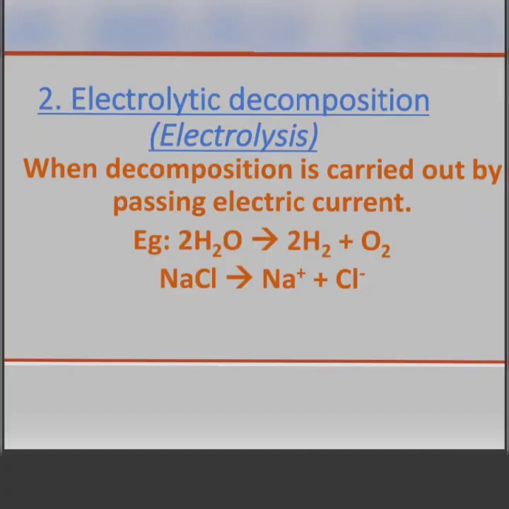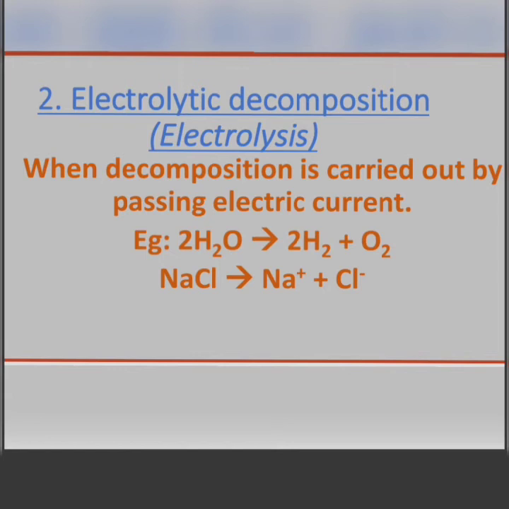Second type of decomposition reaction is electrolysis. Electrolysis is basically a decomposition reaction which is carried out by passing electric current. Is that clear? So by electrolysis we can separate water into its components. Water has two components, hydrogen and oxygen. So these two gases are separated by passing electric current.